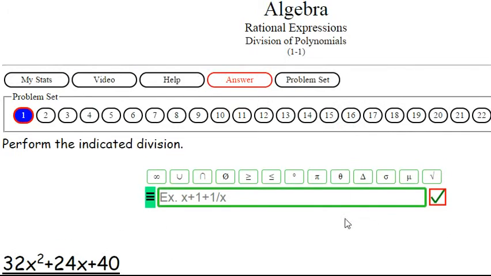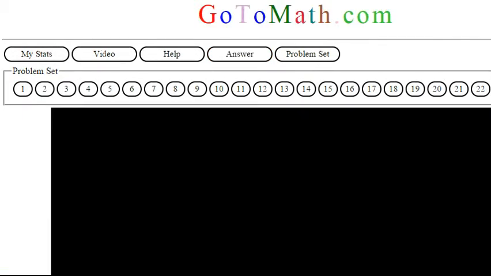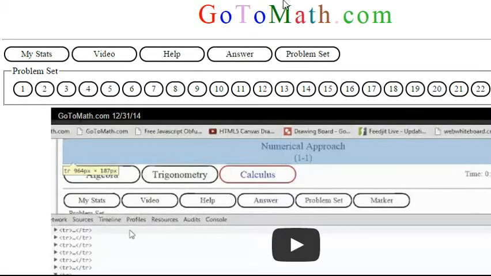I need to pay attention a little better. Okay, so we're over at GoToMath.com. Trying to wake up. Alright, see you later.